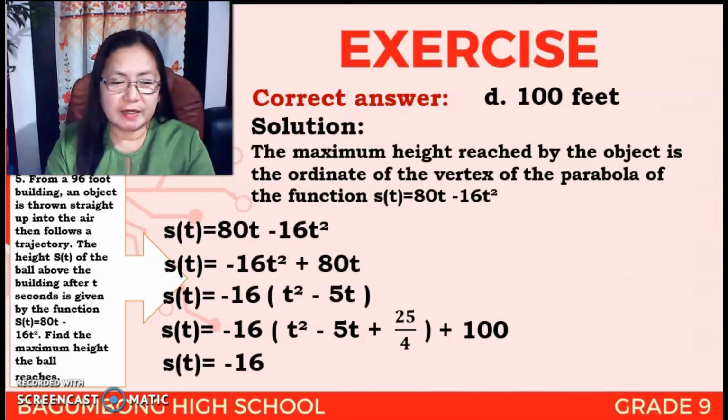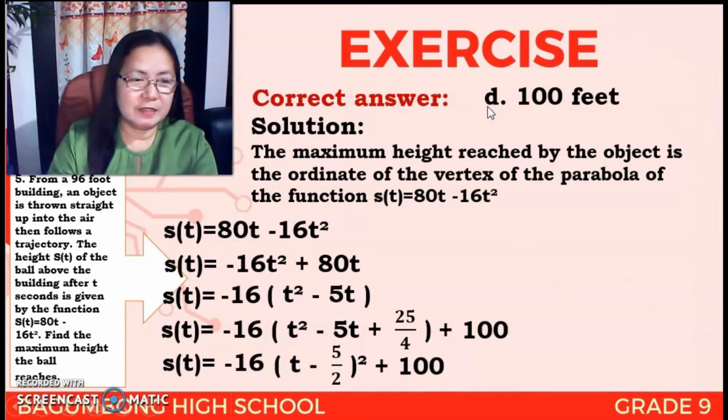Using completing the square, let us continue. S of t is equal to negative 16 times t squared minus 5t plus 25 over 4, expressed as a binomial squared. By getting the square root of the first term, the square root of t squared is t. Copy the sign of the middle term, the square root of 25 over 4 is 5 over 2. Then write squared. Plus 100. So, the function now is already written in vertex form. So, therefore, the value of k is 100. So, the answer, letter D, 100 feet, is correct.